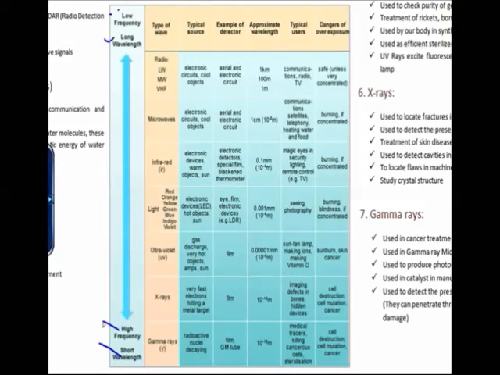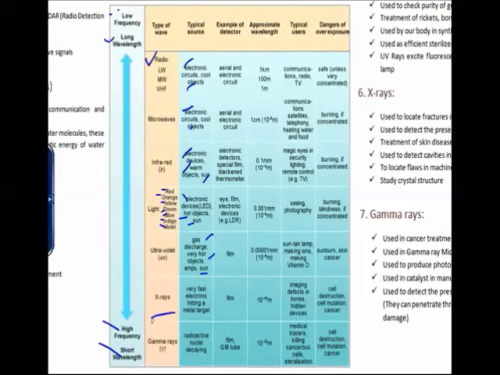Coming to the first one, radio waves. Let us understand the sources of these waves. The typical source is electronic circuits and cool objects. In the case of microwaves also it is electronic circuits and cool objects, whereas for infrared rays it is electronic devices, warm objects and the sun. Visible light produces violet, indigo, blue, green, yellow, orange, red. Its sources are electronic devices such as LED devices, hot objects and the sun. For ultraviolet rays, the sources could be gas discharge, very hot objects or the sun.